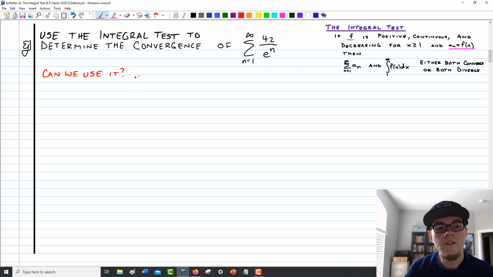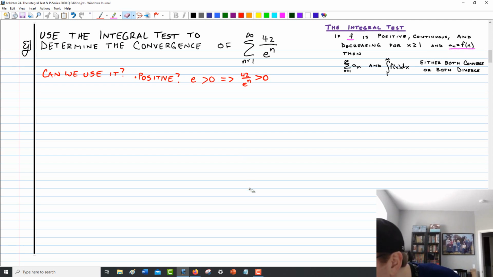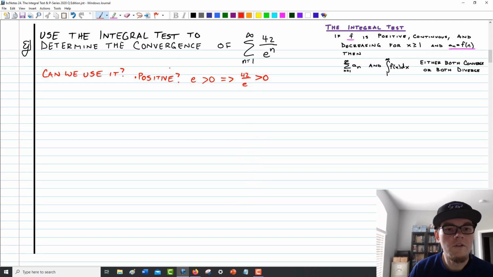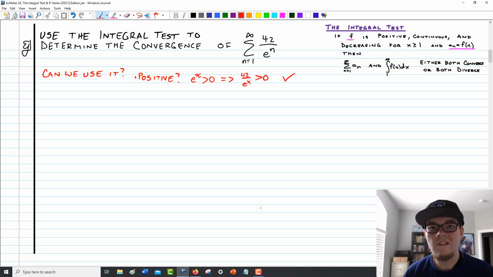First, we're going to see, is this series positive? Are its terms positive? Something that sometimes helps: e to the n, that's 2.71828 something, so that's always going to be greater than 0. Excuse me, it's literally greater than 0. And that means that 42 over e to the n is greater than 0 also. In fact, I technically should be saying x instead of n, because I'm supposed to talk about the eligibility of the function. So e to the x is greater than 0, and 42 over e to the x is greater than 0. So the first property holds. This series has terms that are positive.